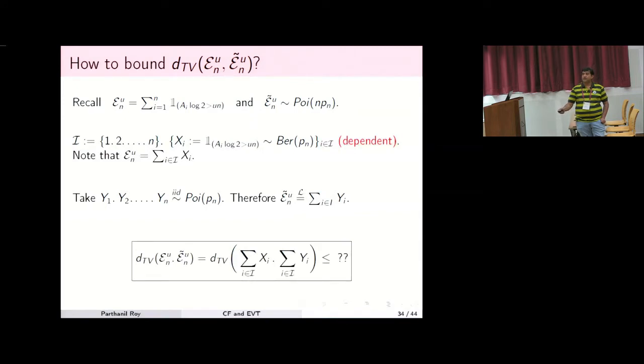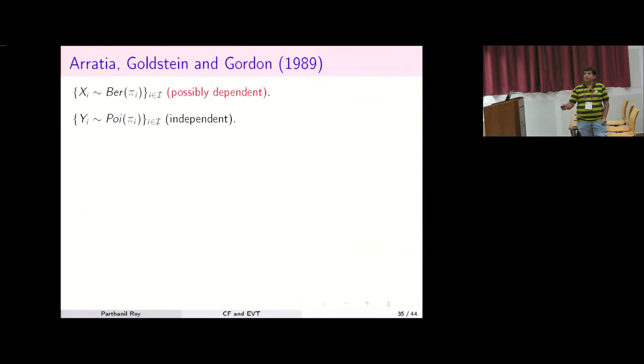Sum of Xi, sum of Yi. The question is how to compare that. And this falls in the domain of the Chen-Stein method. More precisely, this is the setup. I'll do a little bit of digression in notation, but I'll come back to it.